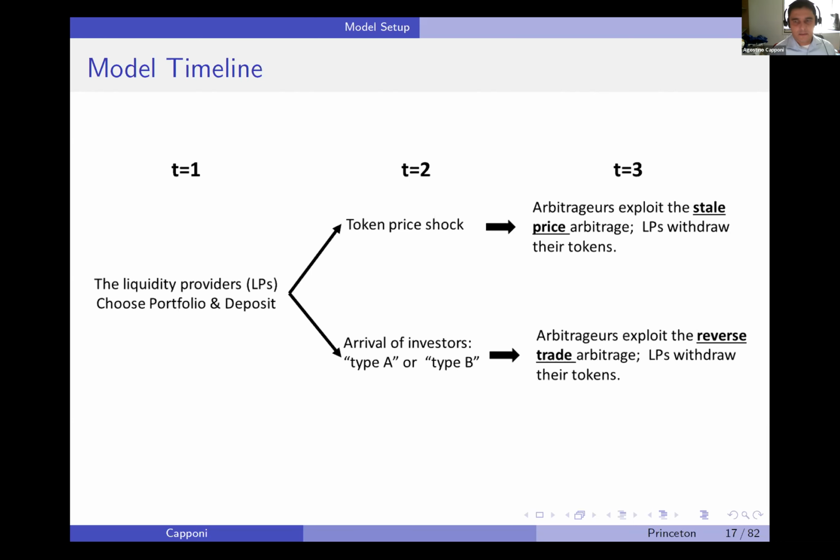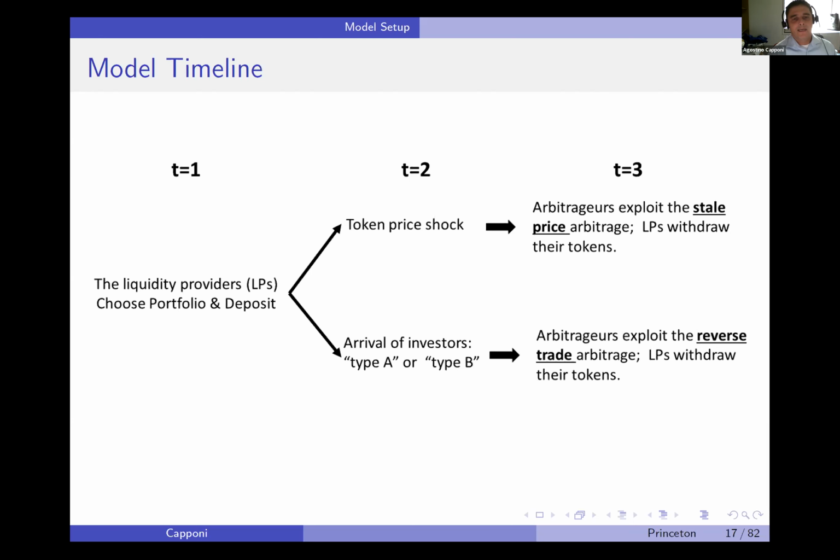This period 2 is exactly where the randomness occurs. So these events, like shocks to the token or arrival of investors, are random events. And then in period 3, there will be the arbitrageurs, who will exploit this.